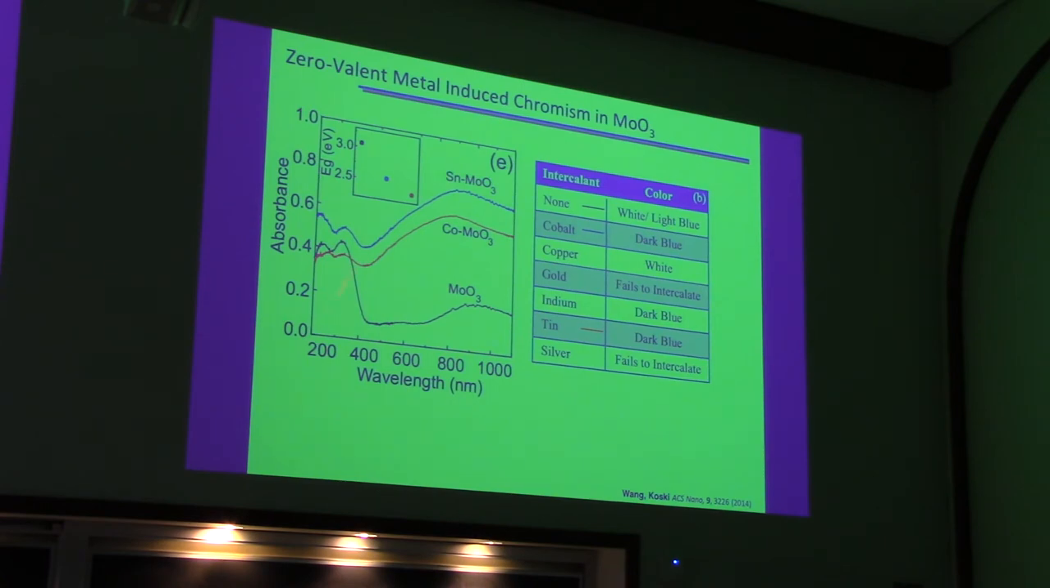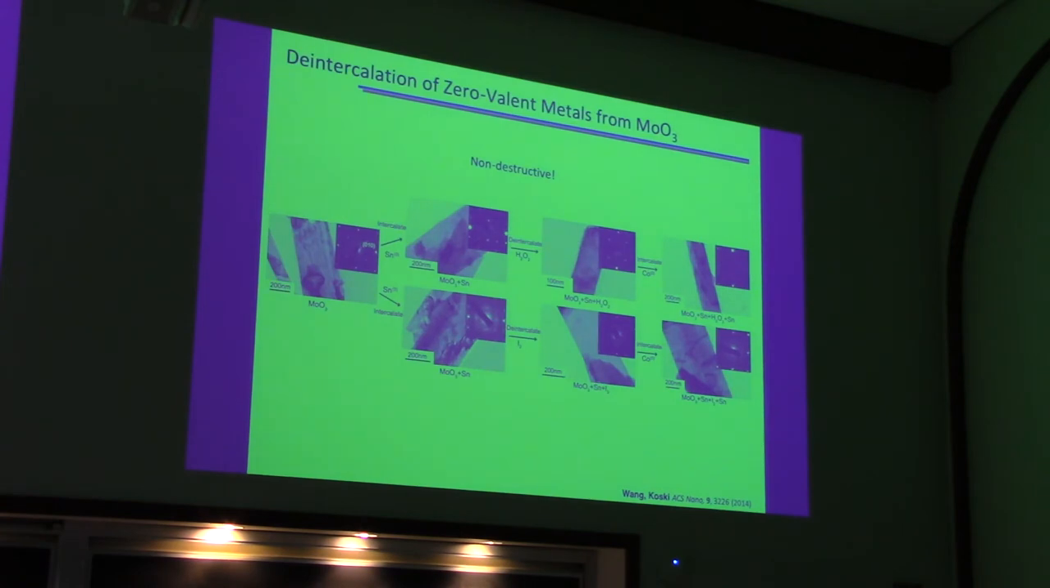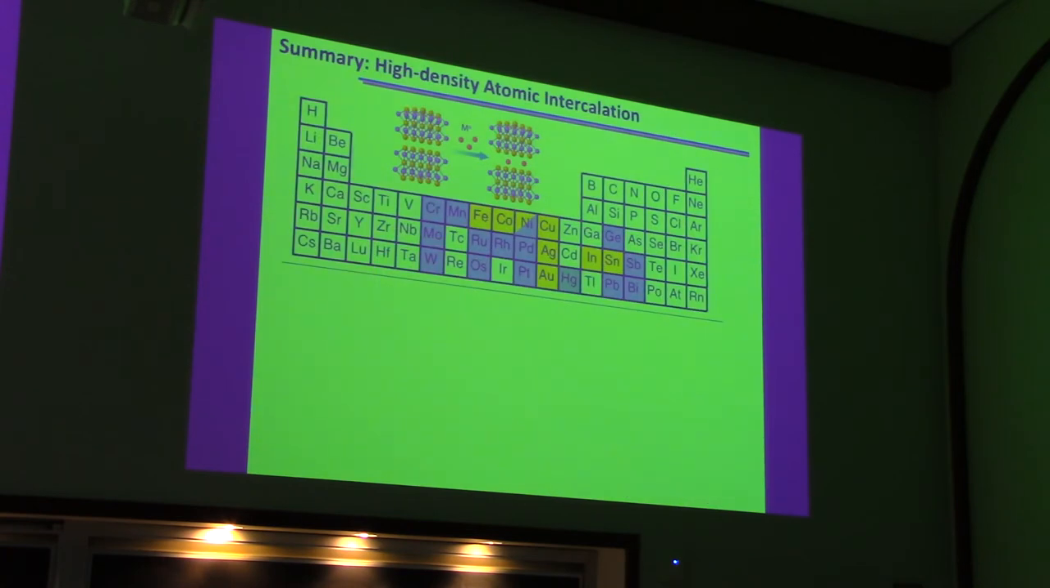So yeah, and it works. It's easy to do this. We can do it in solution. It's totally non-destructive. So we did this in a couple nanoribbons. We did this in powder. We did this in big bulk crystals. Moly oxide, intercalated with tin, deintercalated, intercalated again, 20 or 30 times, until my grad student said, no more, we're not doing this anymore. We're going to publish the paper. And we're done. And yeah, so it's non-destructive, it makes materials darker, and it works pretty well.